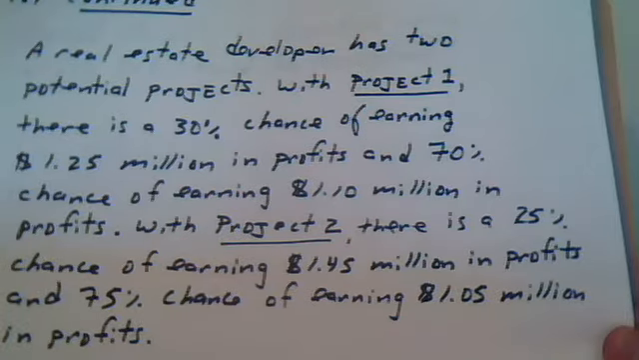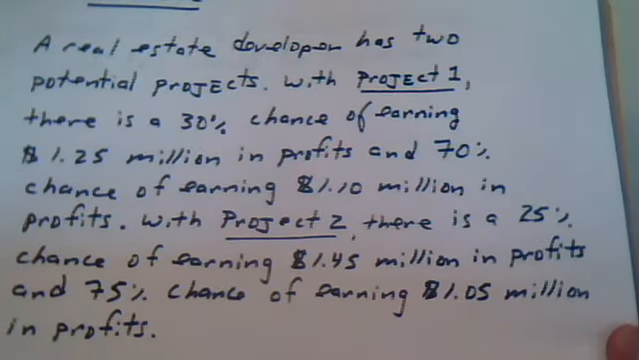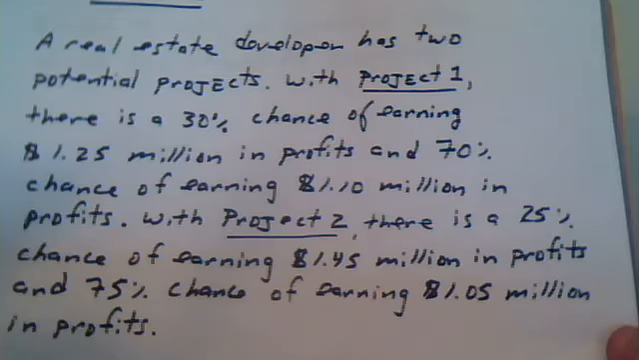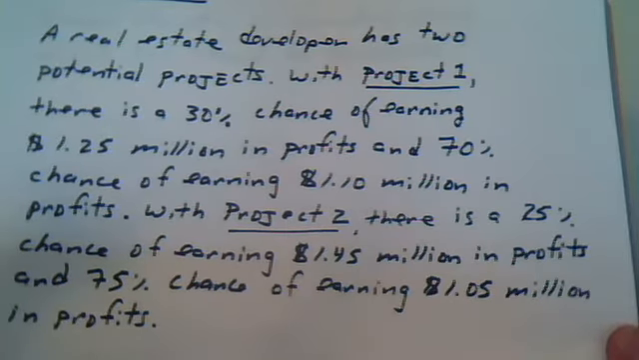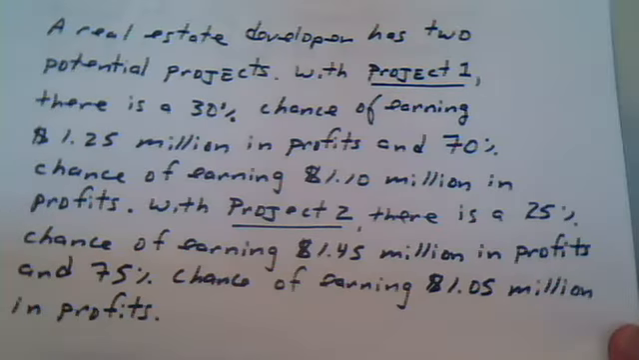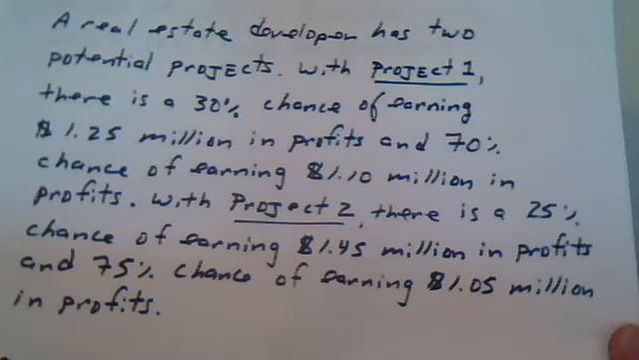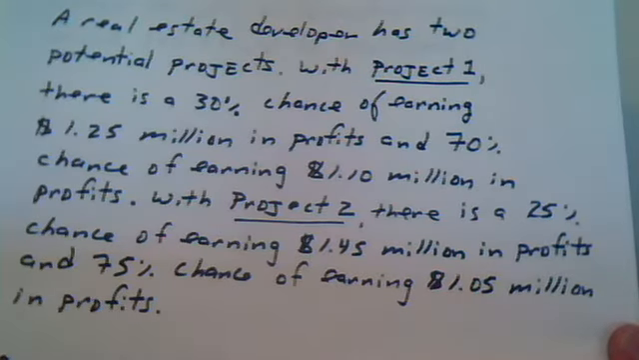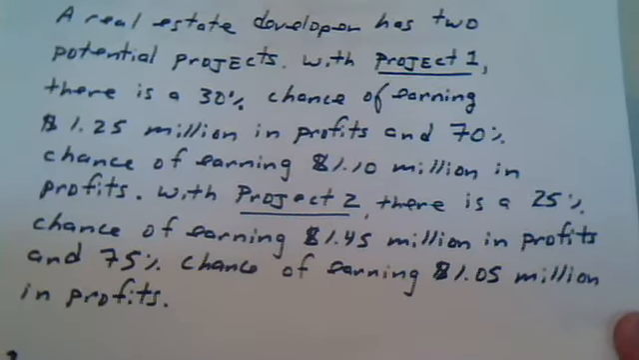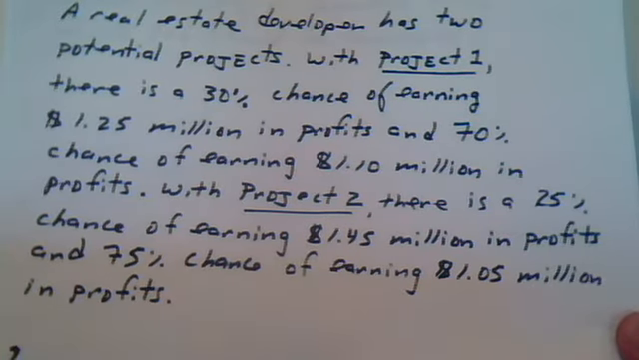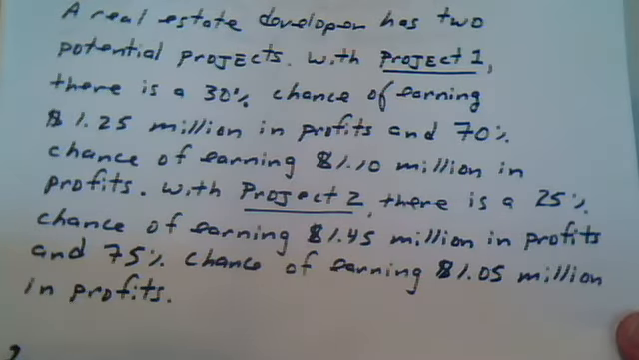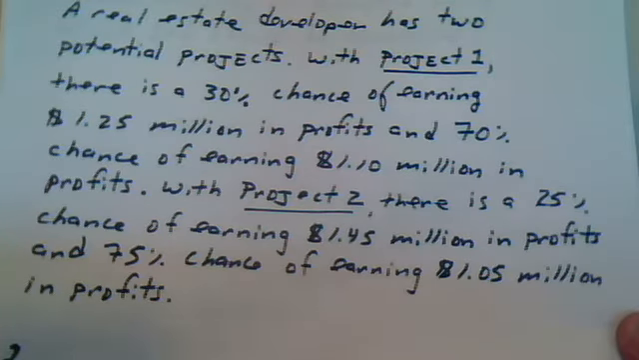A real estate developer has 2 potential projects. With project 1, there's a 30% chance of earning 1.25 million in profits and a 70% chance of earning 1.10 million in profits. With project 2, there is a 25% chance of earning 1.45 million in profits and a 75% chance of earning 1.05 million in profits.